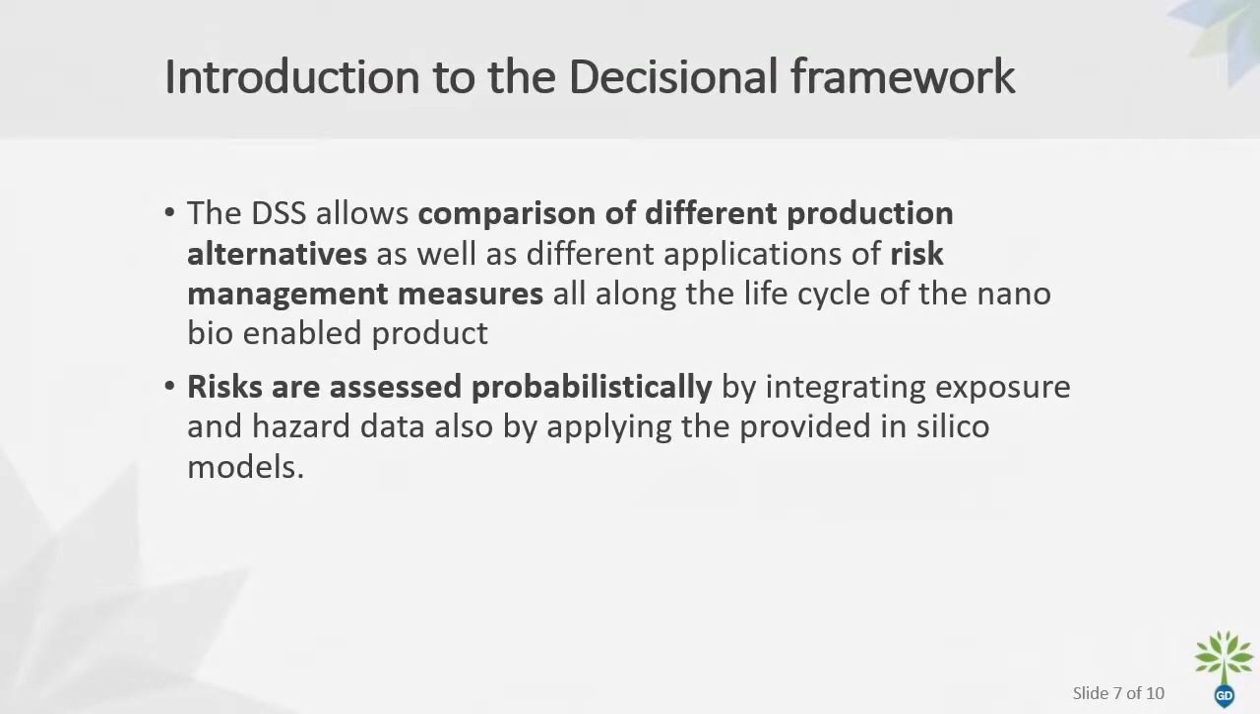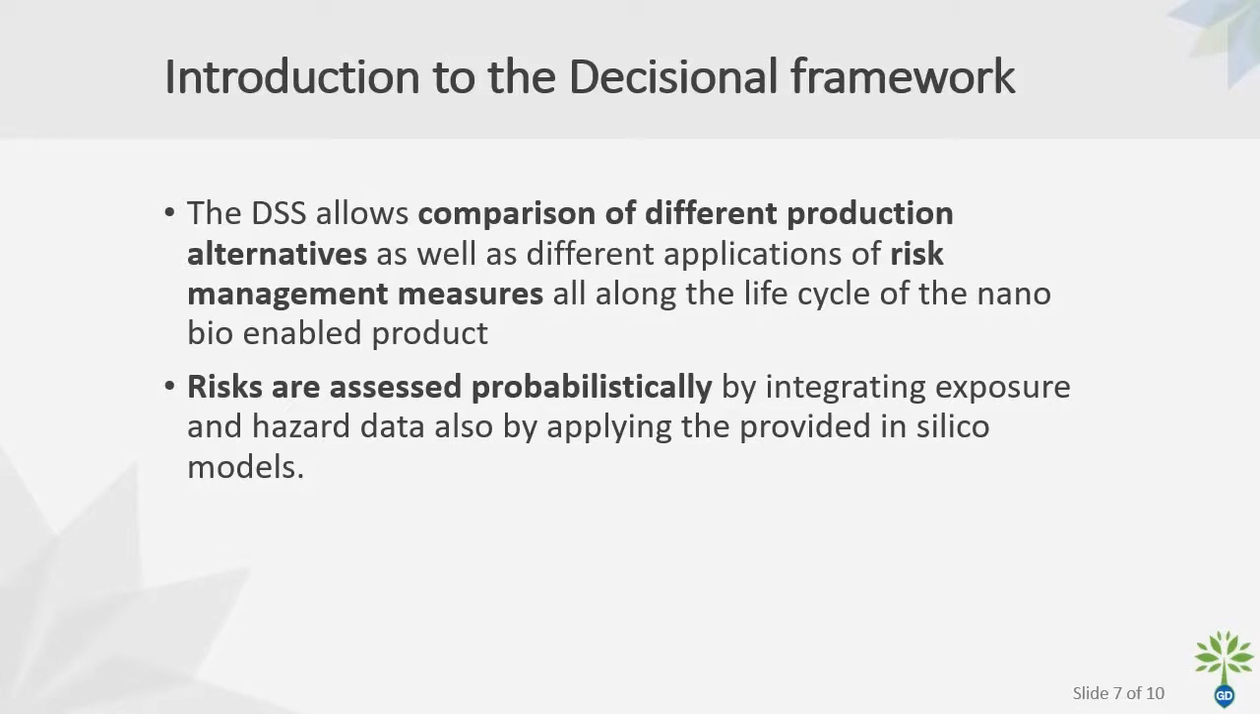Basically, the Biorima decision support system allows the comparison of different alternatives for the production of the same good containing nanoparticles and nanoforms. Not only this, in the tool it's possible to specify the application of different risk management measures alongside different life cycle stages in the development of the nano-bio-enabled product. And this allows to compare different working conditions that could bring to the production of the same good in order to decide which one is the less risky for workers.